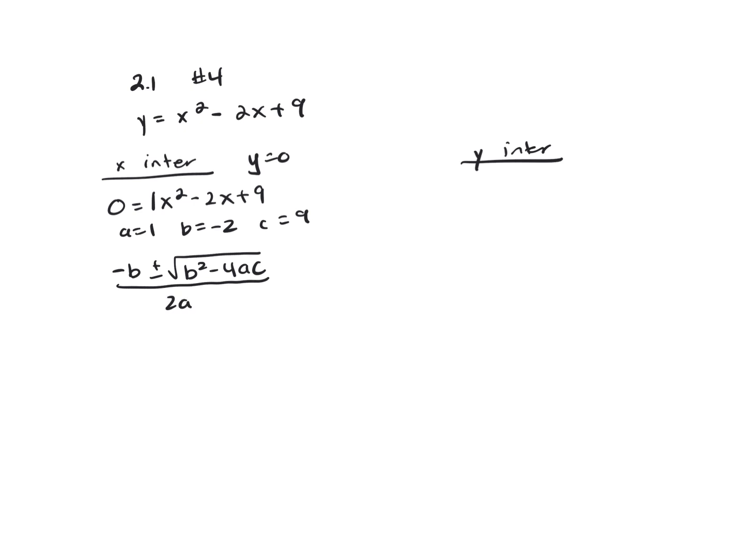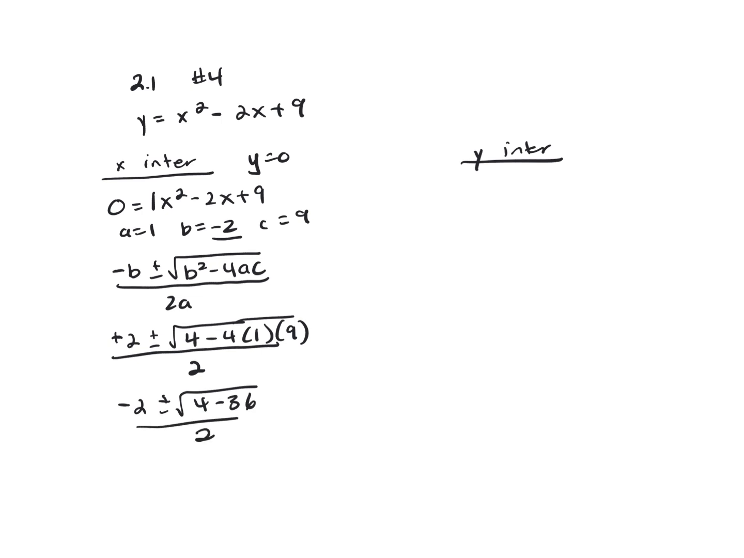So plug in 1 for a, negative 2 for b, and c would be 9. So that would be the negative of negative 2, which is a positive 2, plus or minus the square root of b squared. Square that, you get positive 4 minus 4 times a times c, which is 9, all over 2 times a, which would be 2. And that's negative 2 plus or minus the square root of 4 minus 4 times 9, which is 36, all over 2.